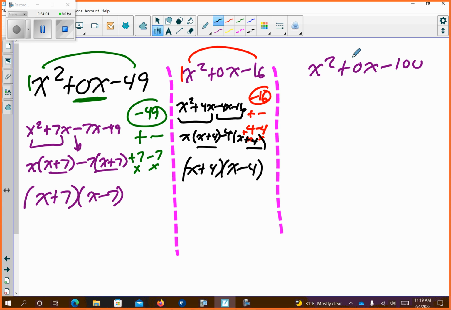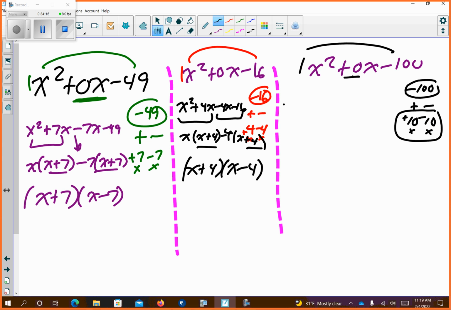All right, this one, I know I have a 1 out front, so I have negative 100, and I'm trying to get to 0. So I know I have to be alternating signs. The only two numbers that will work are 10 and 10. So positive 10 and negative 10 will work. All the other factors of 100 will not get you 0. So you get x squared plus 10x minus 10x minus 100.